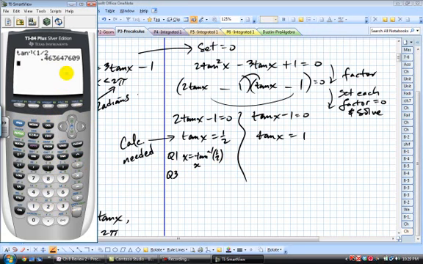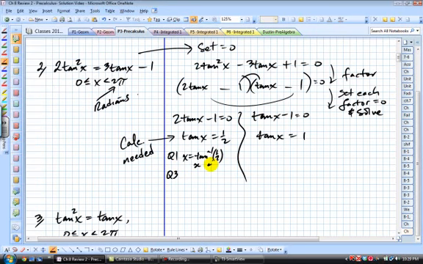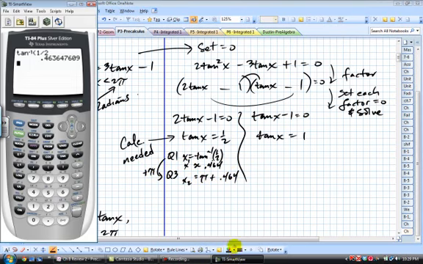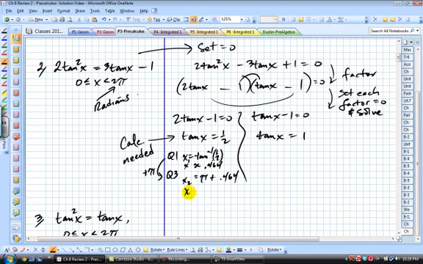So I get 0.464 radians. That's my first solution. All I have to do is add pi to that to get my quadrant 3 solution. So my first one, x1, is this. My x2 is equal to pi plus 0.464. So I add pi to it, and I get 3.605. So my second solution is 3.605 radians. Again, these are in radians. Those are my quadrants 1 and 3.